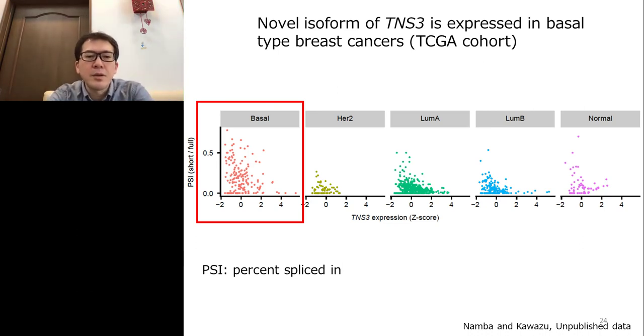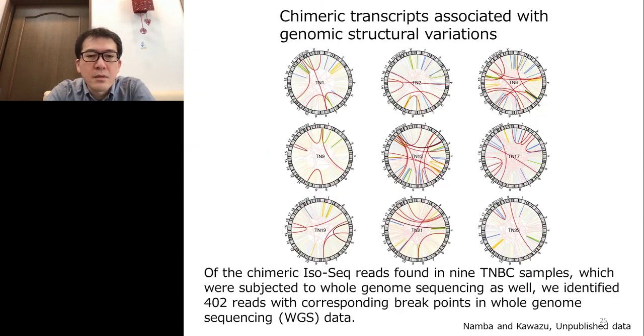We confirmed the expression of short form TNS3 in The Cancer Genome Atlas cohort by calculating the percent spliced in of the novel first exon. As shown in the right panel, PSI is higher in basal type breast cancer compared to the other types of breast cancer. So at last, I will talk about the fusion transcripts.